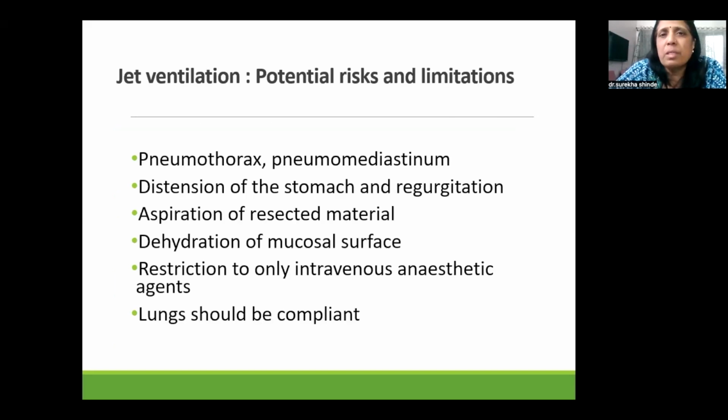But it has potential risk because it's a source of oxygen at very high pressure. So it can literally go into pneumothorax, pneumomediastinum if it's not done properly. Patient can have stomach filling and regurgitation also. Aspiration can also be very disastrous, especially when the surgeon is resecting, and at the same time, if the jet goes, it can be aspirated into the ventilation also.